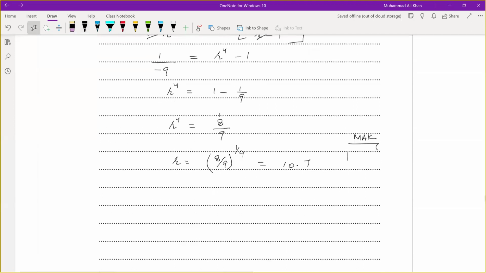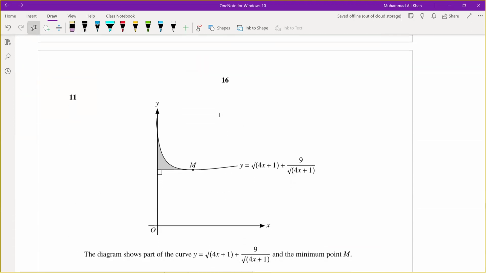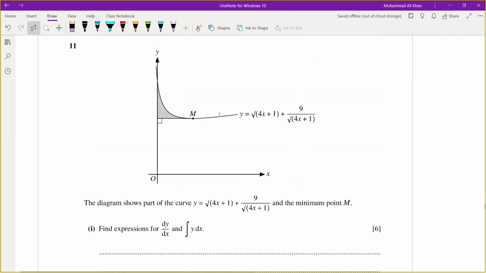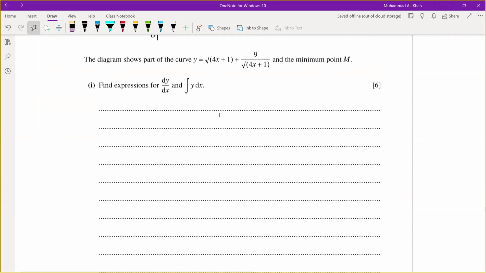Now, after that, what is next? The next question is question of integration and differentiation. आपसे कहा गया, अभी तो हम डायग्राम देख ही नहीं रहे हैं. In the first part, आपसे कहा गया find the expression of dy over dx. The equation of the curve is y equals to 4x plus 1 का अंडर रूट प्लस 9 न्यूमरेटर में लेकर आ जाइए 4x plus 1 की पावर माइनस हाफ.